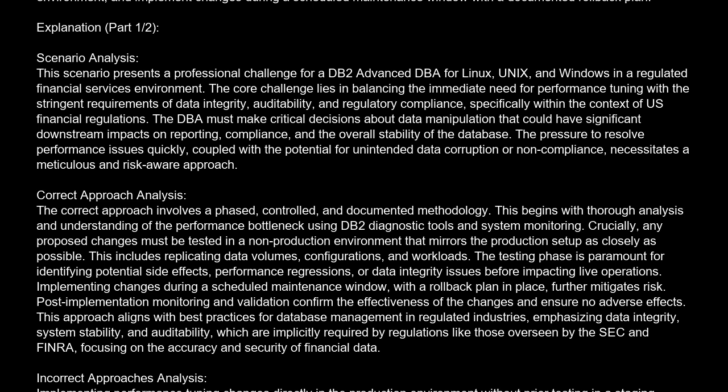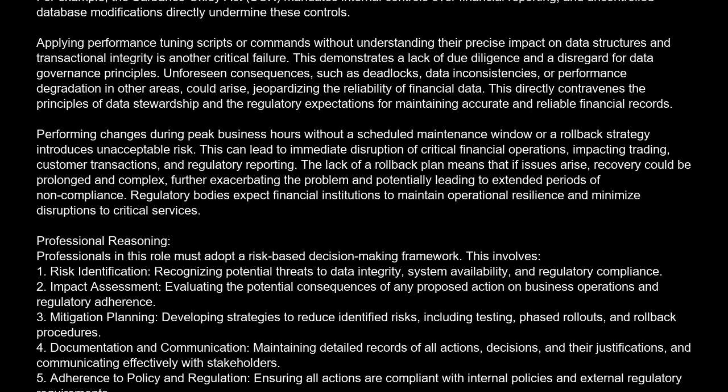financial data. Incorrect approach analysis. Implementing performance tuning changes directly in the production environment without prior testing in a staging environment is a significant regulatory and ethical failure. This bypasses critical validation steps, increasing the risk of data corruption, system downtime, or incorrect financial reporting. Such actions could violate regulations requiring data accuracy and system integrity, potentially leading to severe penalties and reputational damage. For example, the Sarbanes-Oxley Act, SOX, mandates internal controls over financial reporting, and uncontrolled database modifications directly undermine these controls.